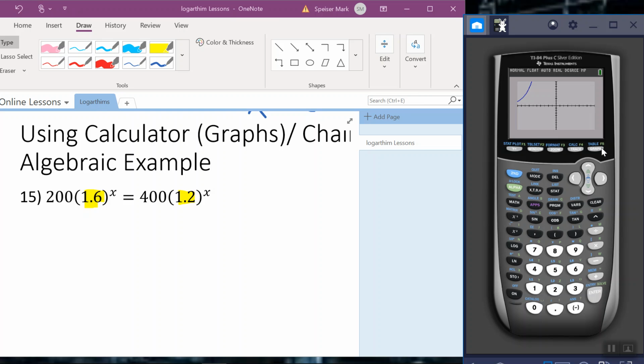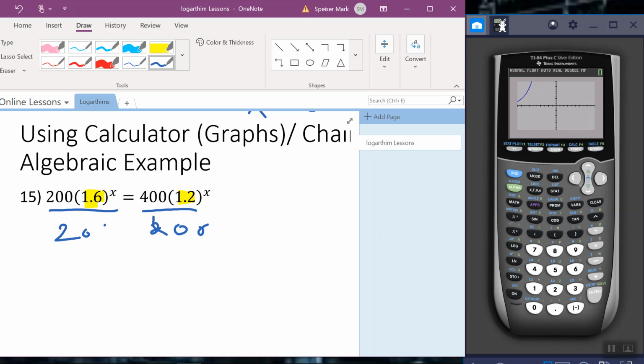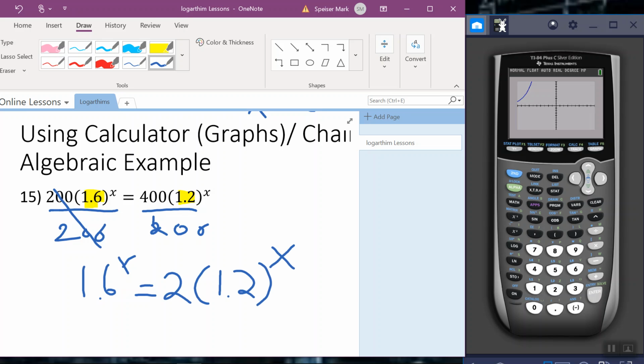So it's good to start off with algebra to clean up a bit. We divide both sides by 200. We have 1.6 to the x equals 2 times 1.2 to the x. Now, we want to rearrange this. We can't use log base in this case because the bases are not the same.